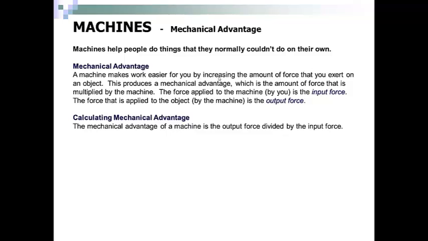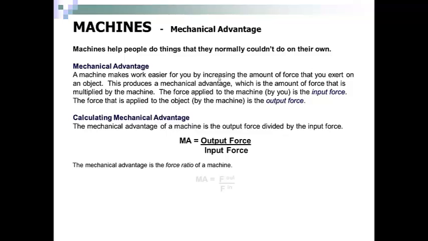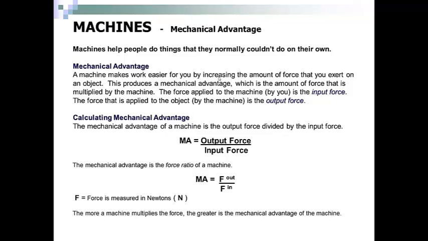Calculating mechanical advantage. The mechanical advantage of a machine is the output force divided by the input force. So mechanical advantage is equal to output force divided by input force. There's the formula. The mechanical advantage is the force ratio of the machine. So mechanical advantage is equal to force out divided by force in. Force is measured in newtons. The more a machine multiplies the force, the greater the mechanical advantage of the machine.